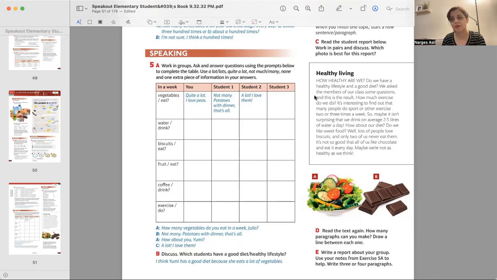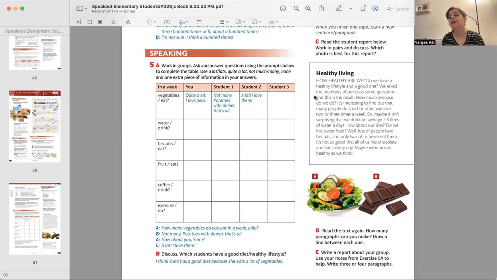We ask the members of our class some questions. Member means one member, members means several. We asked some questions of our class members. And this is the result. How much exercise do we do? Pay attention, exercise is asked with how much, so it's uncountable. It's interesting to find out that many people do a sport or other exercise. It's interesting to find out that many people do sport or exercise.